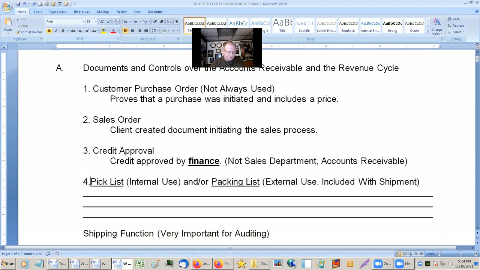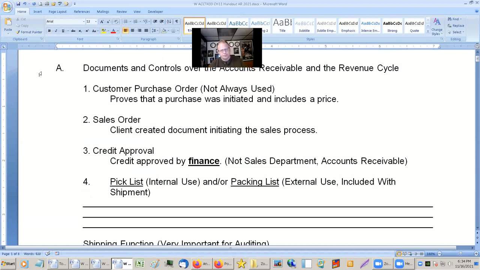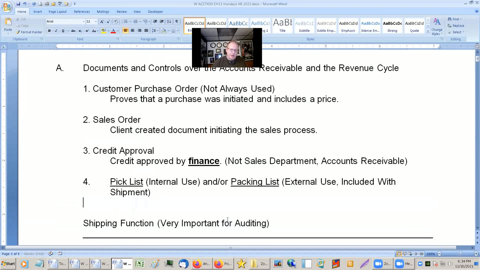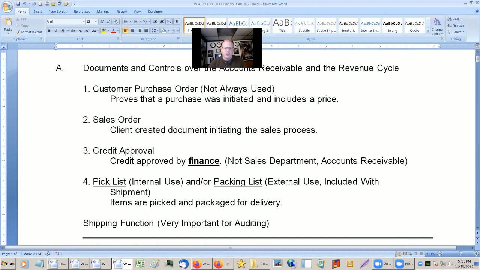Pick list. Pick list and packing list. Packing list you guys all know about, but a pick list is used internally, and it'll be completing as much of the sales order as you can. This is where items are actually picked. Now, as you all well know, sometimes you order 10 things and they send 8, 2 of them are out of stock or whatever, especially nowadays. So the items picked will not always match what is on the sales order or the purchase order.